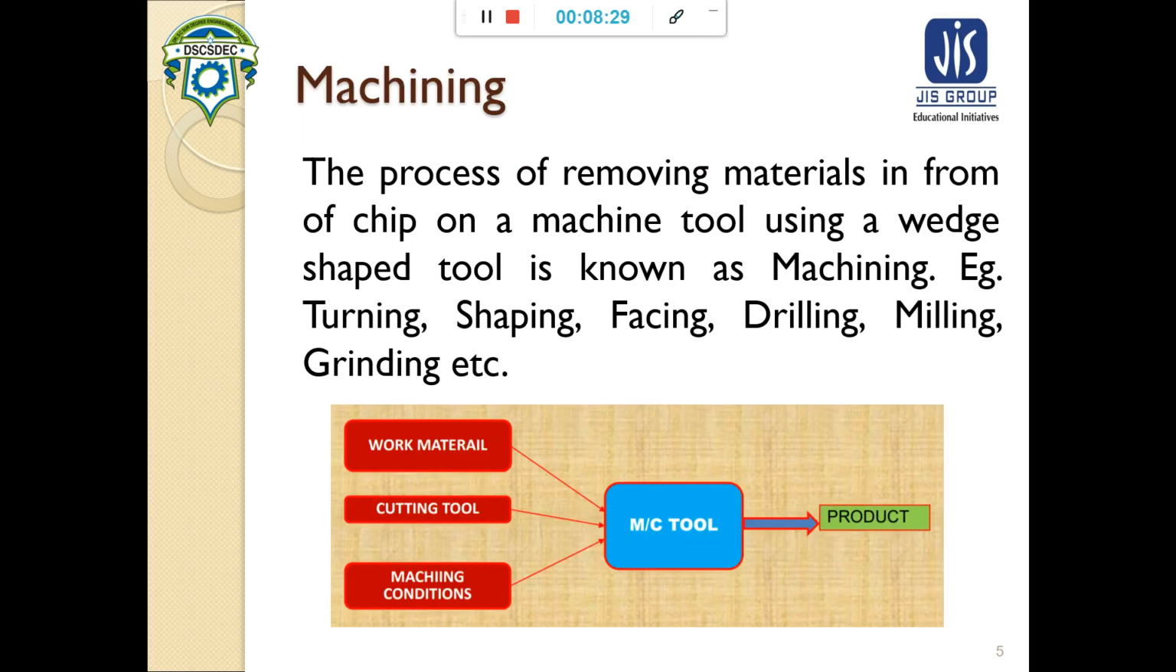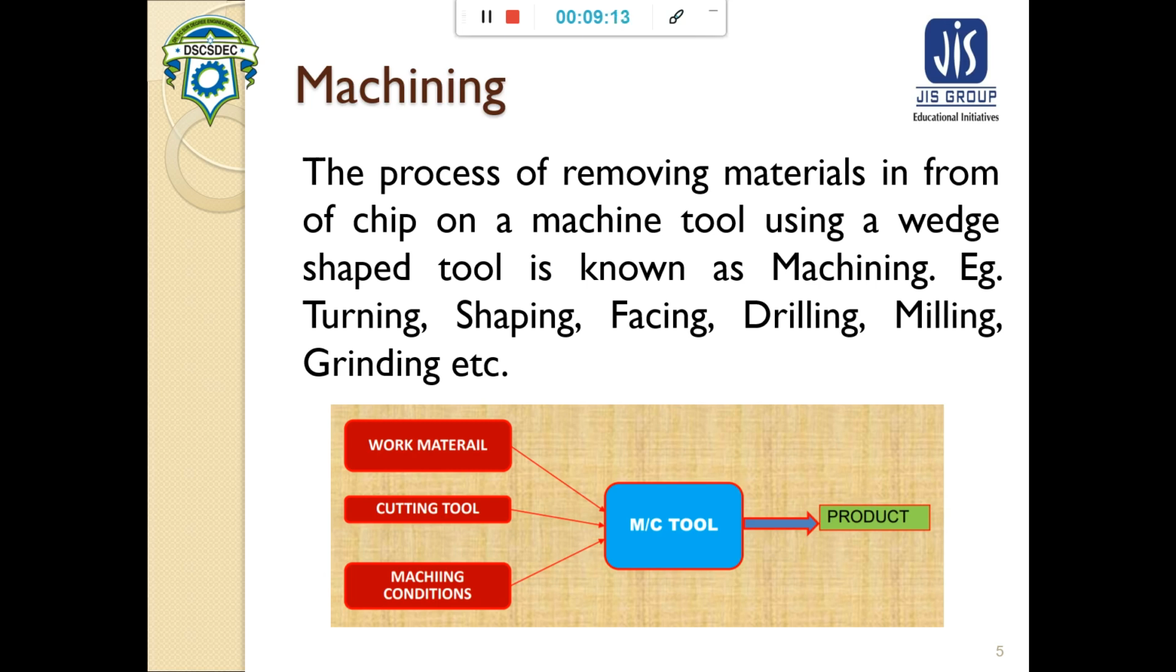Now we will see the basic terms of machining. What is machining? As we are talking about manufacturing processes, there are various manufacturing processes, and machining is one of them. Machining is a process of material removal in the form of chips on a machine tool using a sharp tool, that is known as a cutting tool, and this whole process is known as machining.